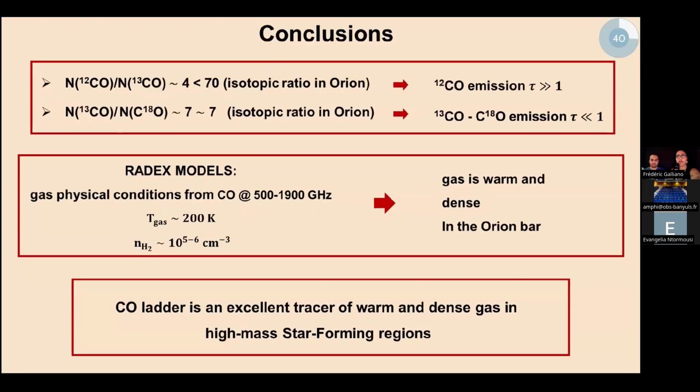Yeah, so on this slide right here, for these values, the 70 and 7, these are actually literature values that we would expect from theory. And then in the actual observations, when we do the modeling, we find lower values for 12CO, but a similar ratio for 13CO and C18O. Okay, thank you.